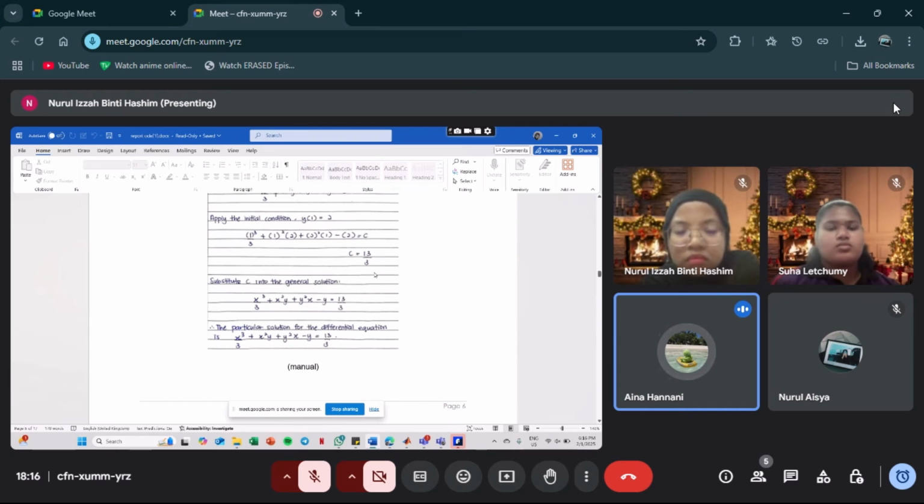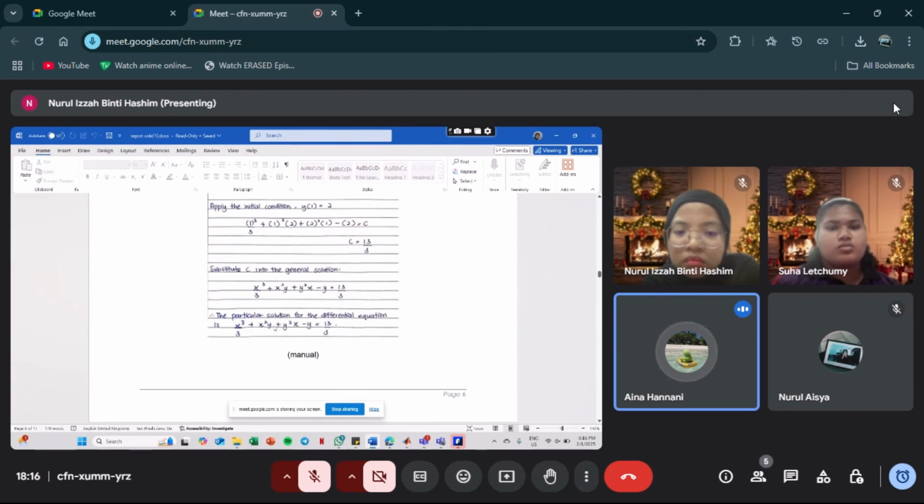Then we will substitute c into the general solution that we got before. And we will get the particular solution for the differential equation using the exact method.